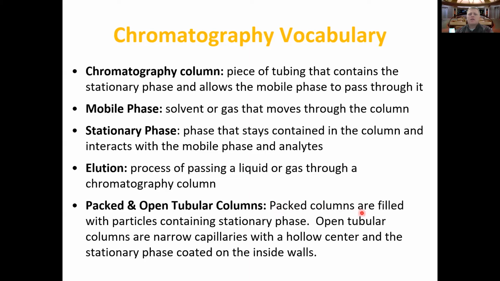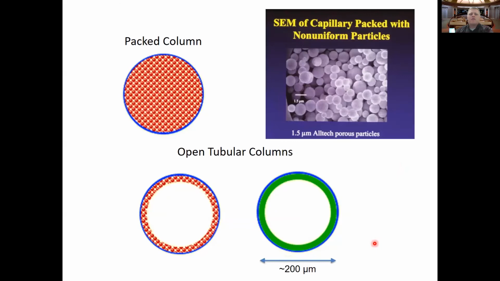So a packed column is filled with particles containing the stationary phase, and an open tubular column is narrow. There's a narrow capillary with a hollow center, and the stationary phase is coated on the inside of the walls. Let me give you a graphical representation of what these would look like.